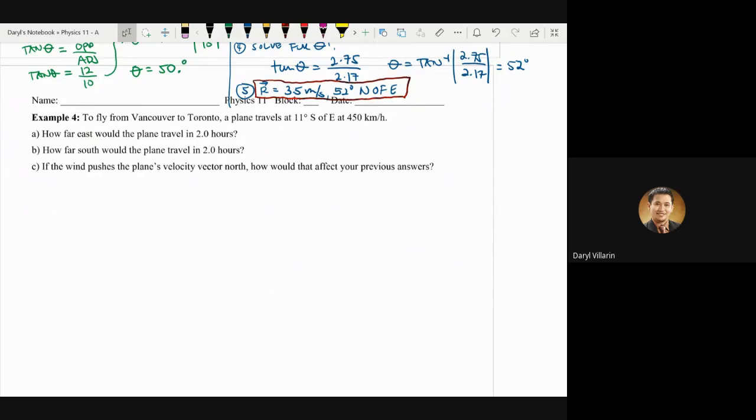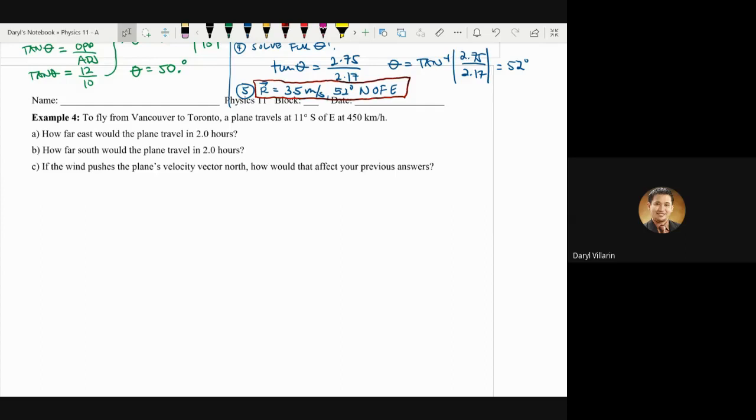To fly from Vancouver to Toronto, a plane travels at 11 degrees south of east at 450 kilometers per hour. How far east would the plane travel in 2 hours? How far south would the plane travel in 2 hours? And let us see, if the wind pushes the plane's velocity vector north, how would that affect your previous answers?